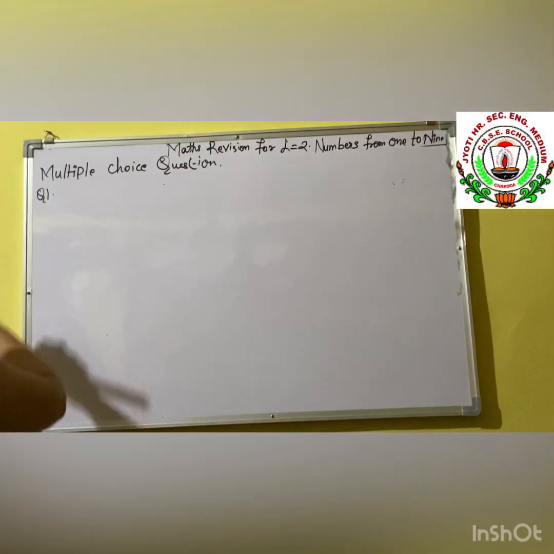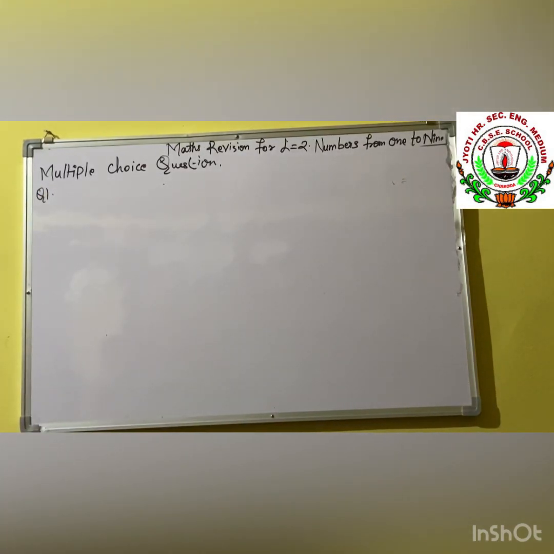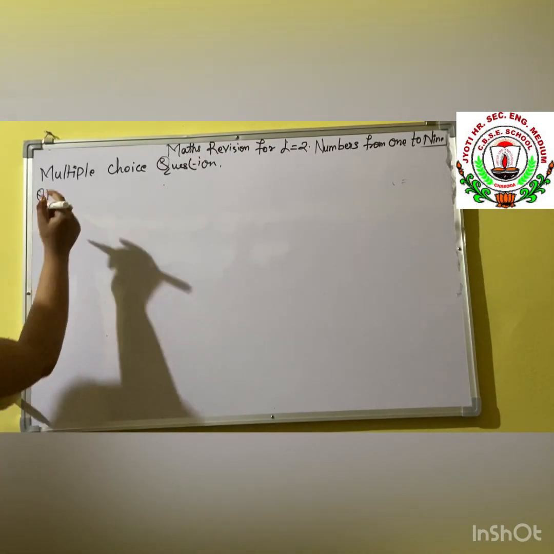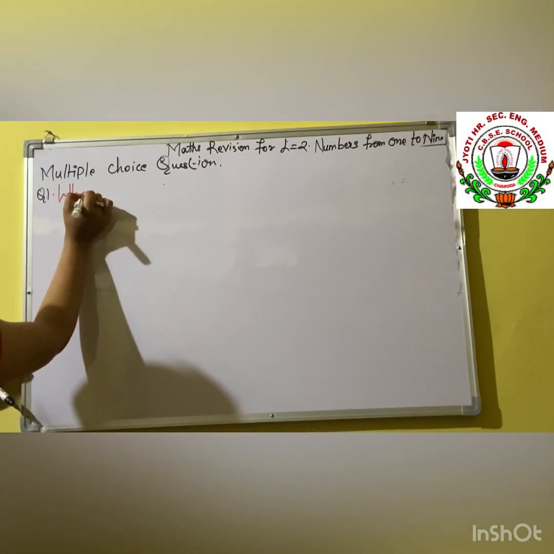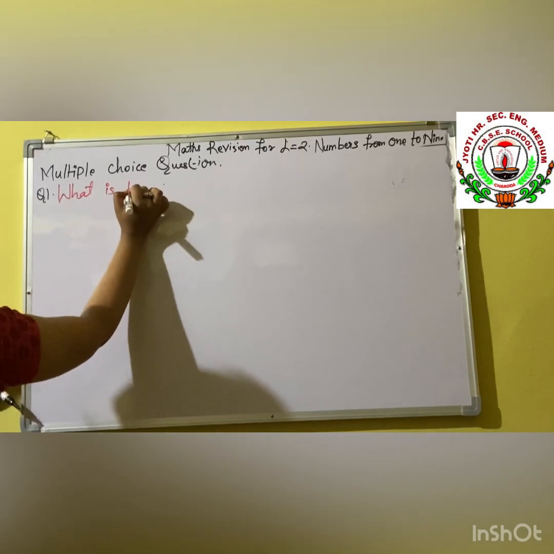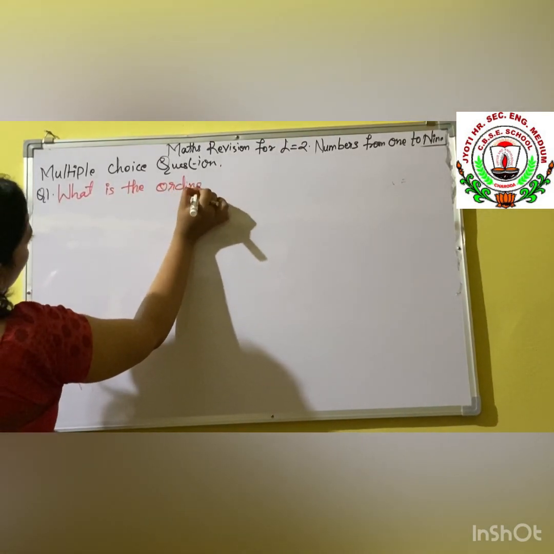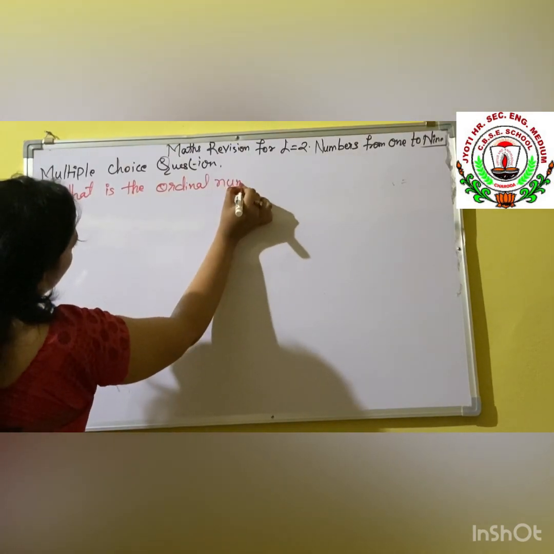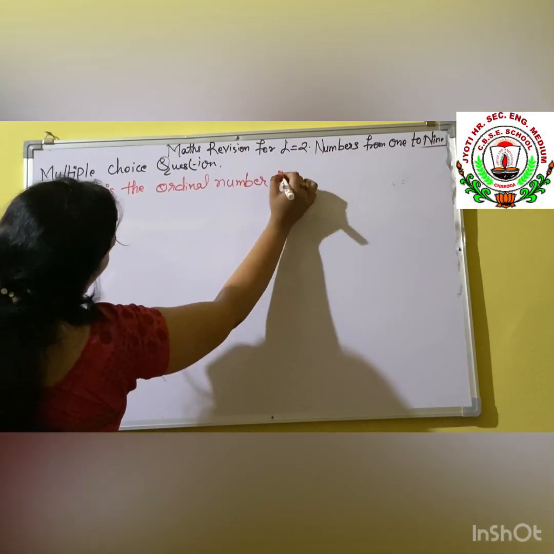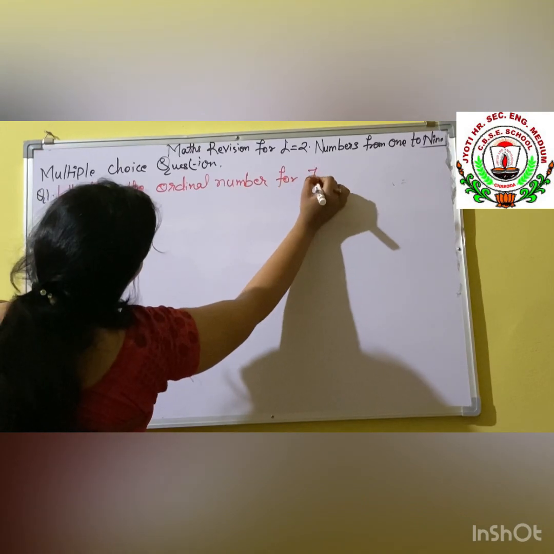Question 1. What is the ordinal number for 7?